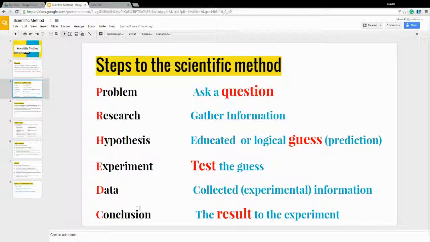Data. Collect information during the experiment. That's all it means, collected information. Conclusion, I like to call this the wrap-up step, where you put a big fat bow on it and say, I got the results, or I got what I need, or I solved the problem, or whatever it is, okay? So based on the experiment, if the hypothesis was proven to be true or proven to be incorrect, you got to state it in the conclusion.